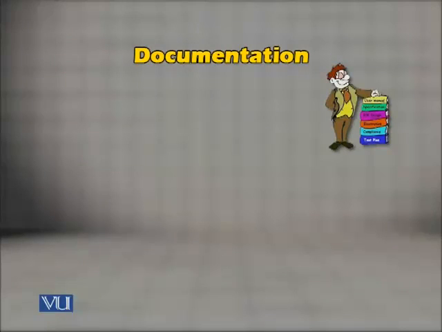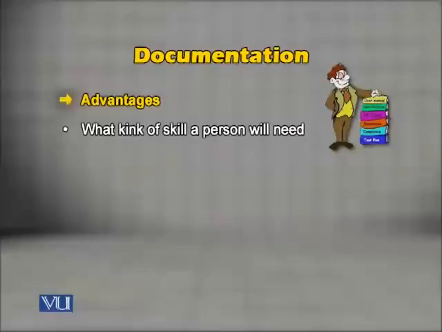Then another way of gathering information for needs assessment is documentation. Documentation, for example, manuals, for example, a manual of a machinery or manual of an equipment will give you information what kind of skill a person will need to operate that machine or that equipment. You can get the information from the documentation.